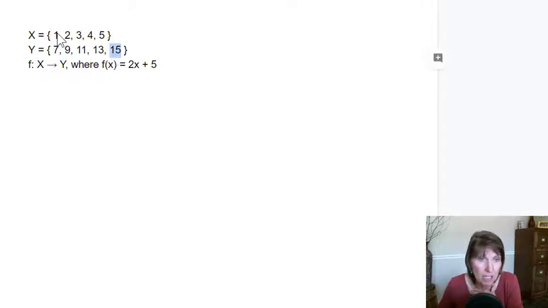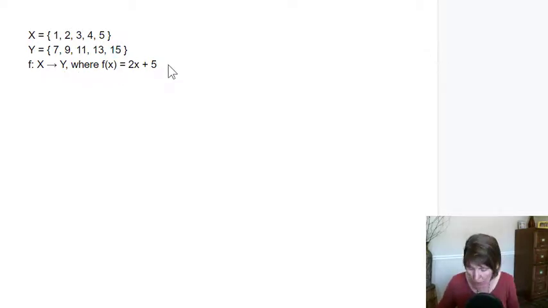So what we found is that it's onto, each value in y is mapped to, and it's one-to-one. Each value in x maps to a different value in y. So it's both onto and one-to-one. So now we can do an inverse.